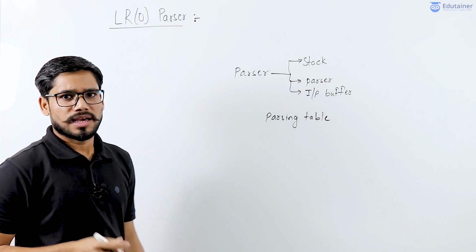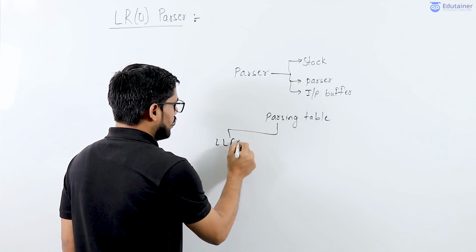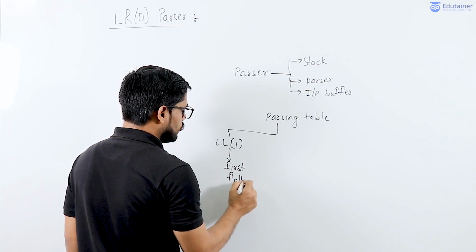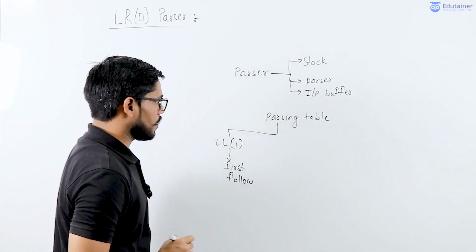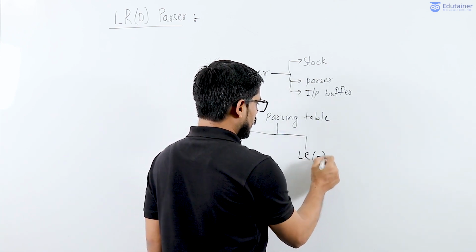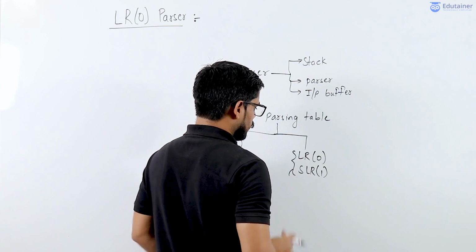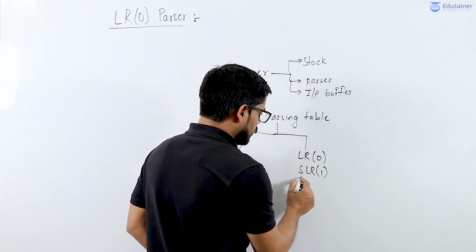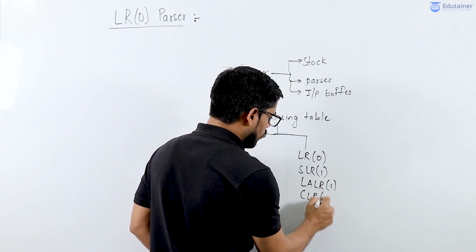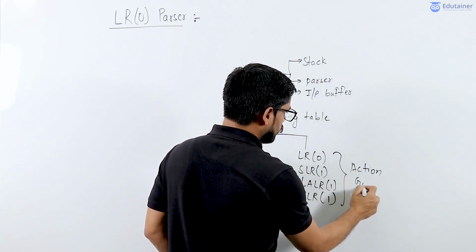And while discussing LL1 parser, we learned first and follow to construct the LL1 parsing table. Now this time we learn LR0 and SLR1 parser. These two parsers, or even LALR1 and CLR1, all these four parsers require action and goto.